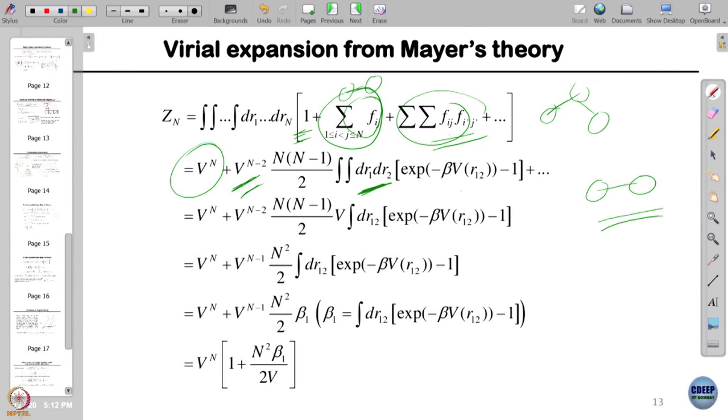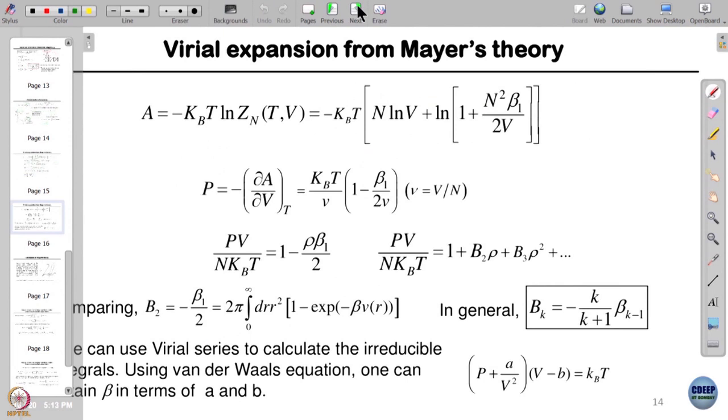So, now if I take this quantity, I can change the origin to 1, and this becomes 1, 2, and I integrate over 1 and get a V. So then I get this kind of thing, and n is very large, so this can be neglected. I get n square by 2 V to the power n minus 1. Then V to the power n minus n square by 2 and this integral. Now I define this integral as beta 1, and then I get n square beta 1 by V as this term.